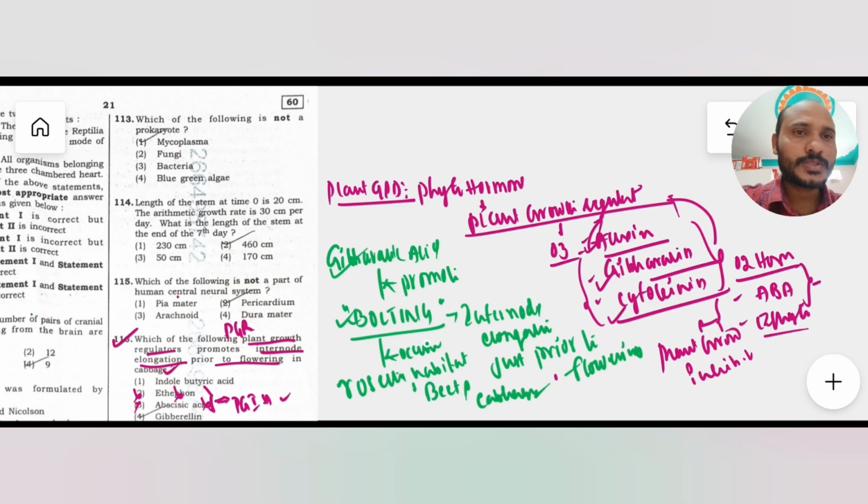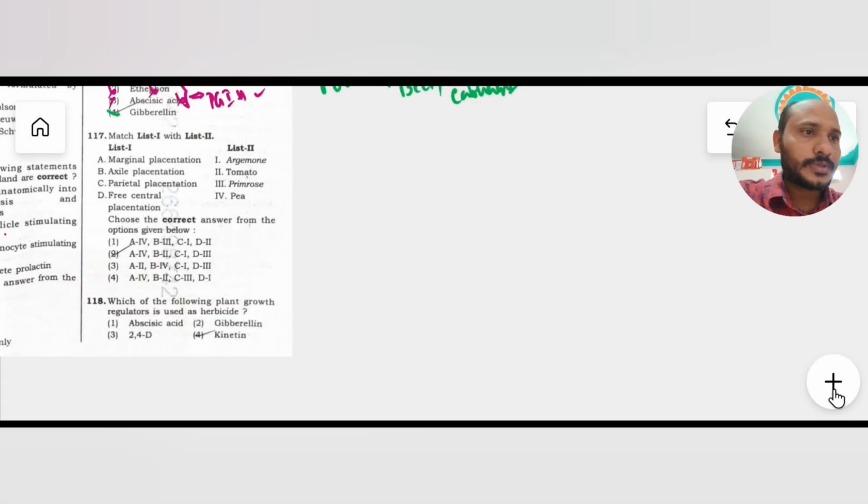Okay, so the right answer here is gibberellic acid, a phytohormone which plays an important role in promoting the bolting process. Yes. So here is one more MCQ, 117. Match the following.